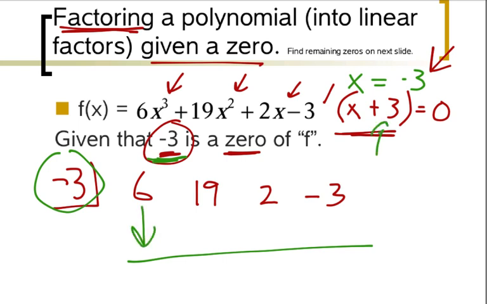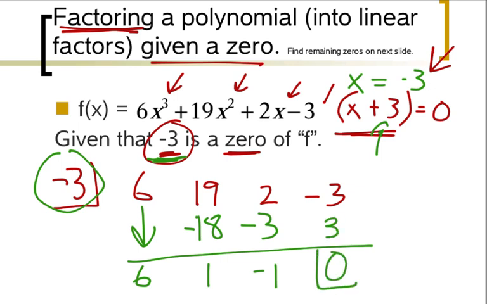So we bring down our 6. We have 6 times negative 3, which gives negative 18. Then I add, and I should get 1, times negative 3, I should get negative 3. That should give me negative 1, times negative 3, that's going to give me positive 3, and the result is 0. Of course this goes in evenly, because this one actually told us it's a 0. Whenever it is a 0, the remainder should be 0 after doing synthetic division, because it should go in evenly.